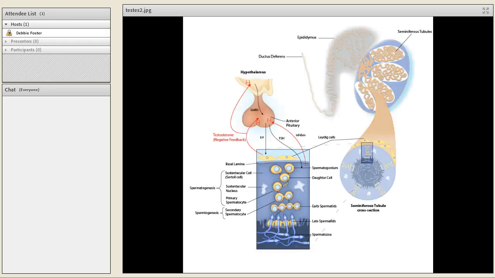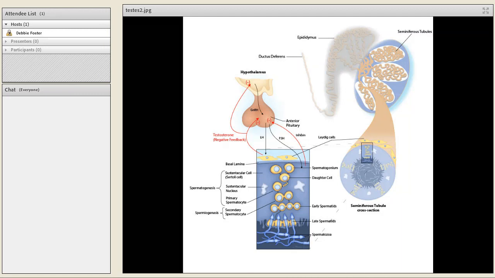Hey, welcome to Reproduction. I just want to go over a few things briefly to help you focus on what to learn and what to really incorporate. The first thing I'm going to do is male reproduction, and then I'll go into female reproduction.